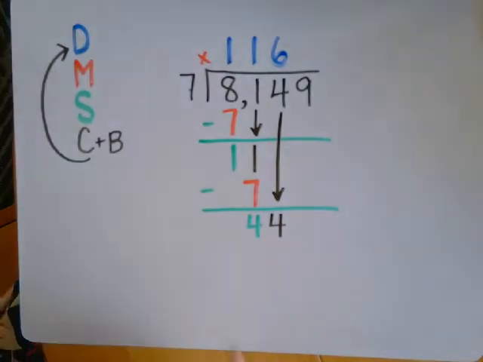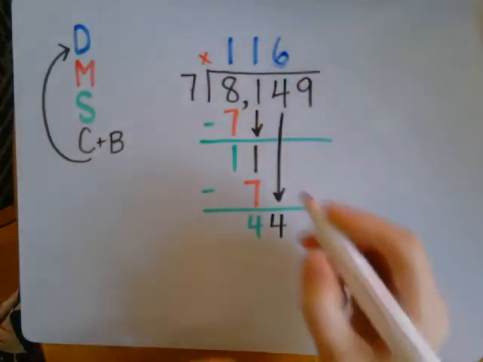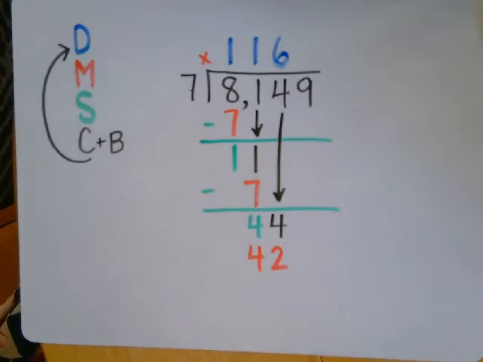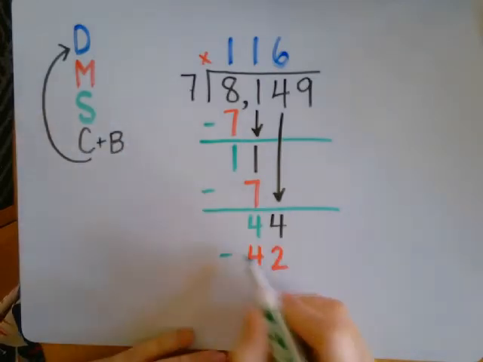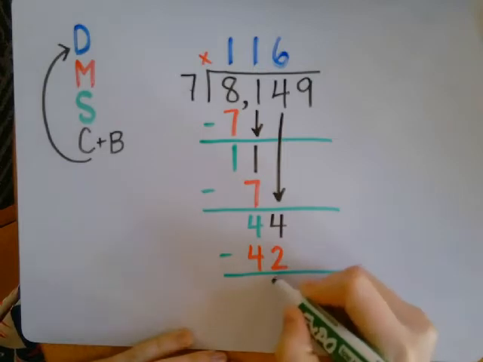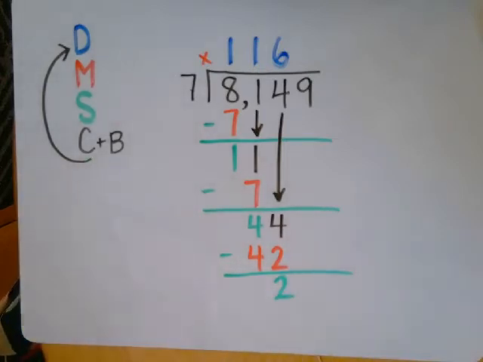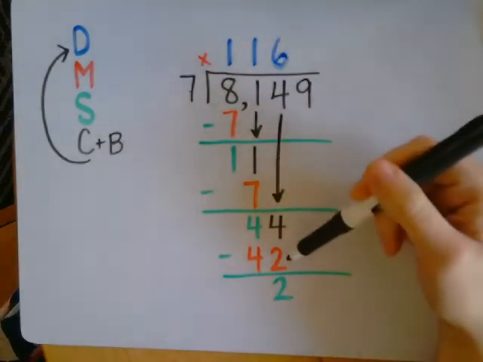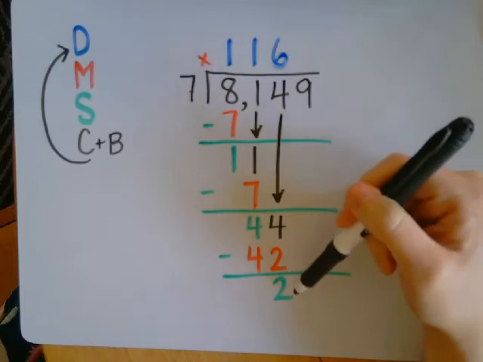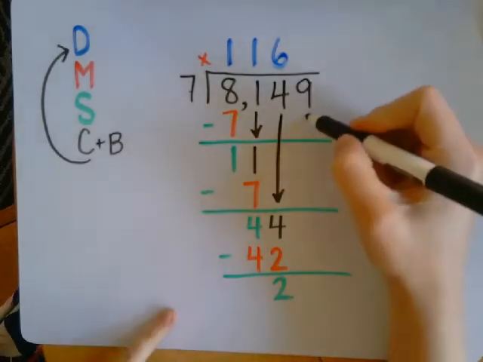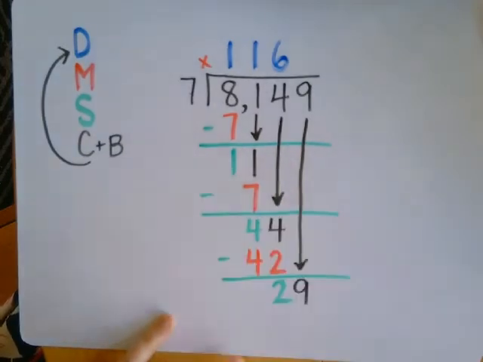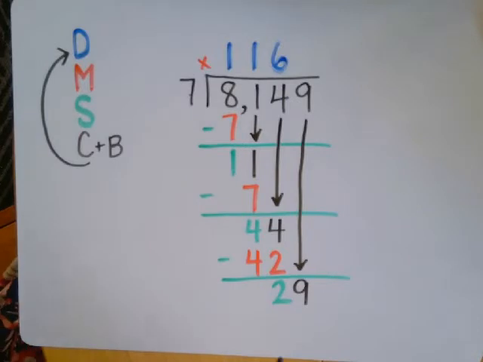Next, I need to multiply. 7 times 6 was 42. Next, I need to subtract. 44 minus 42, which is 2. And then I check my work and bring down. 7 times 6 is 42. 44 minus 42 is 2. I need to bring down this 9. Now I go back to the beginning and I divide.